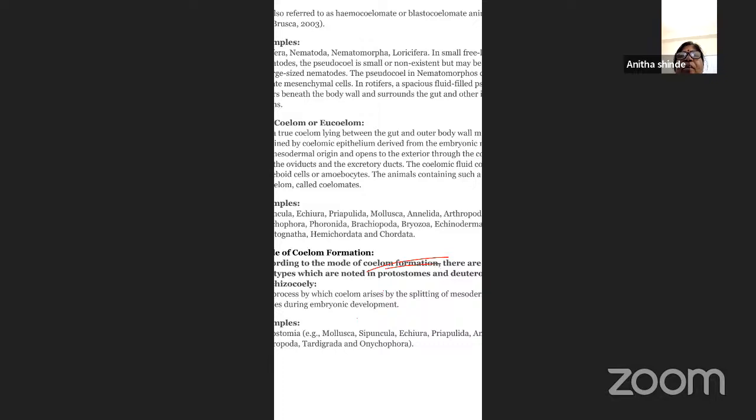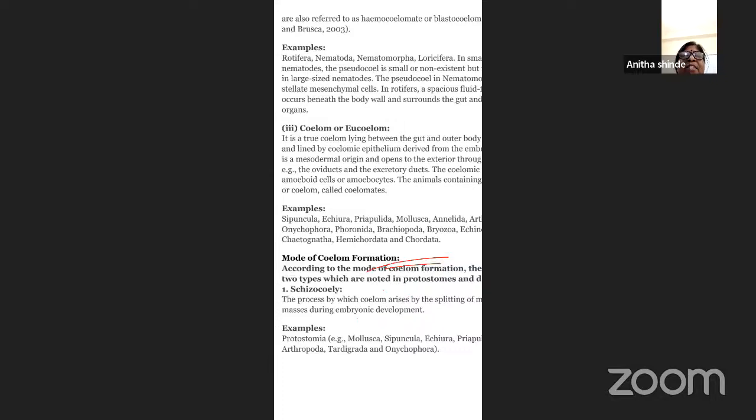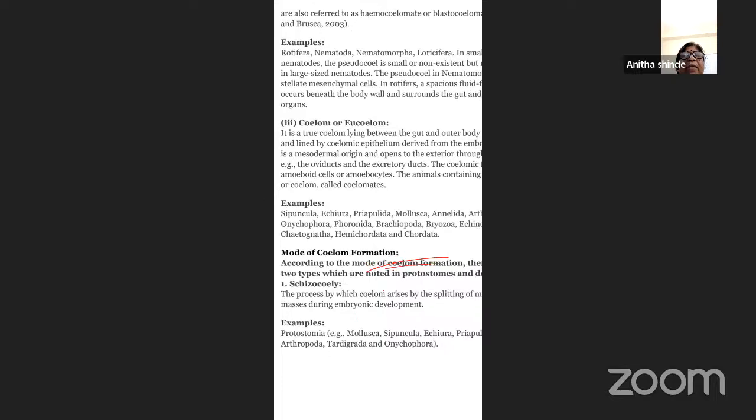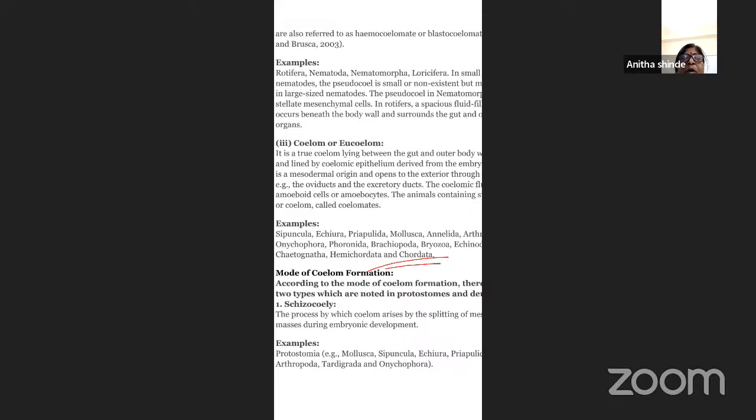The coelomic fluid contains amoeboid cells or amoebocytes. That's why I told you, the coelomocytes, most of them are amoeboid cells, that is, free moving. The animals containing such a body cavity are called coelomate or eucoelomate animals. Examples, as I told you, are Annelida, Arthropoda, Mollusca, then Priapulida, Sipuncula, Echiura, Onychophora, and lastly chordates, hemichordates, echinoderms, all those things. These are some of the examples.